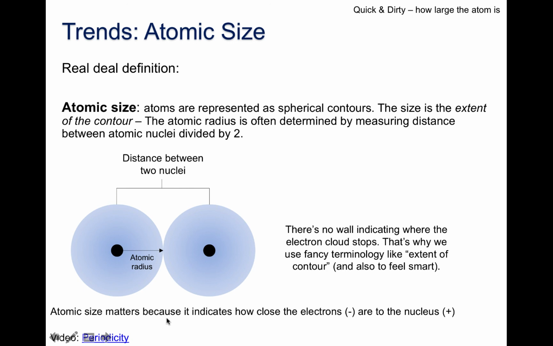And we care about the atomic size because it tells us how close the electrons are to the nucleus, or at least the valence electrons. So the larger the radius is, the further those electrons are from the nucleus, and the less attracted they are. Remember, electrons are held close to the nucleus due to electrostatic effects. The negatively charged electrons are attracted to that positively charged nucleus.